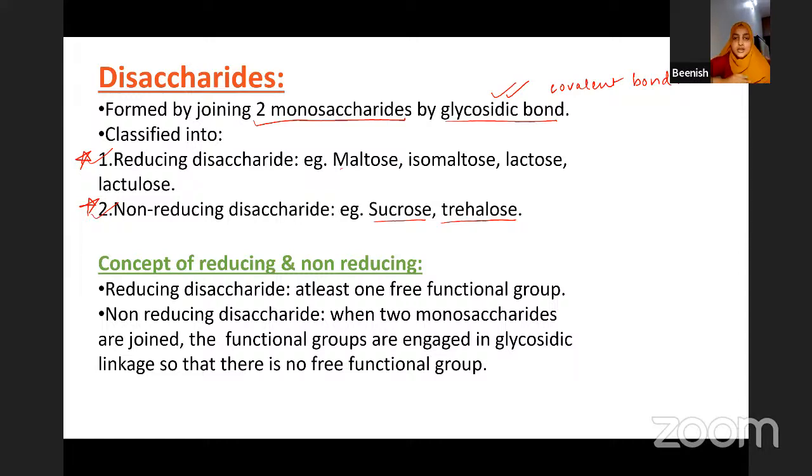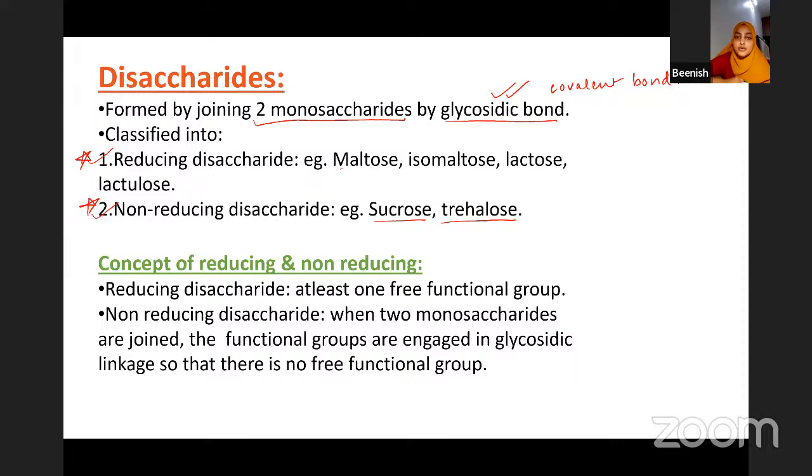So your disaccharides are formed by joining two monosaccharides together via a glycosidic bond, which is a covalent bond. So when two monosaccharides are joined together, they form a disaccharide unit. Now this disaccharide unit can be a reducing disaccharide or a non-reducing disaccharide.